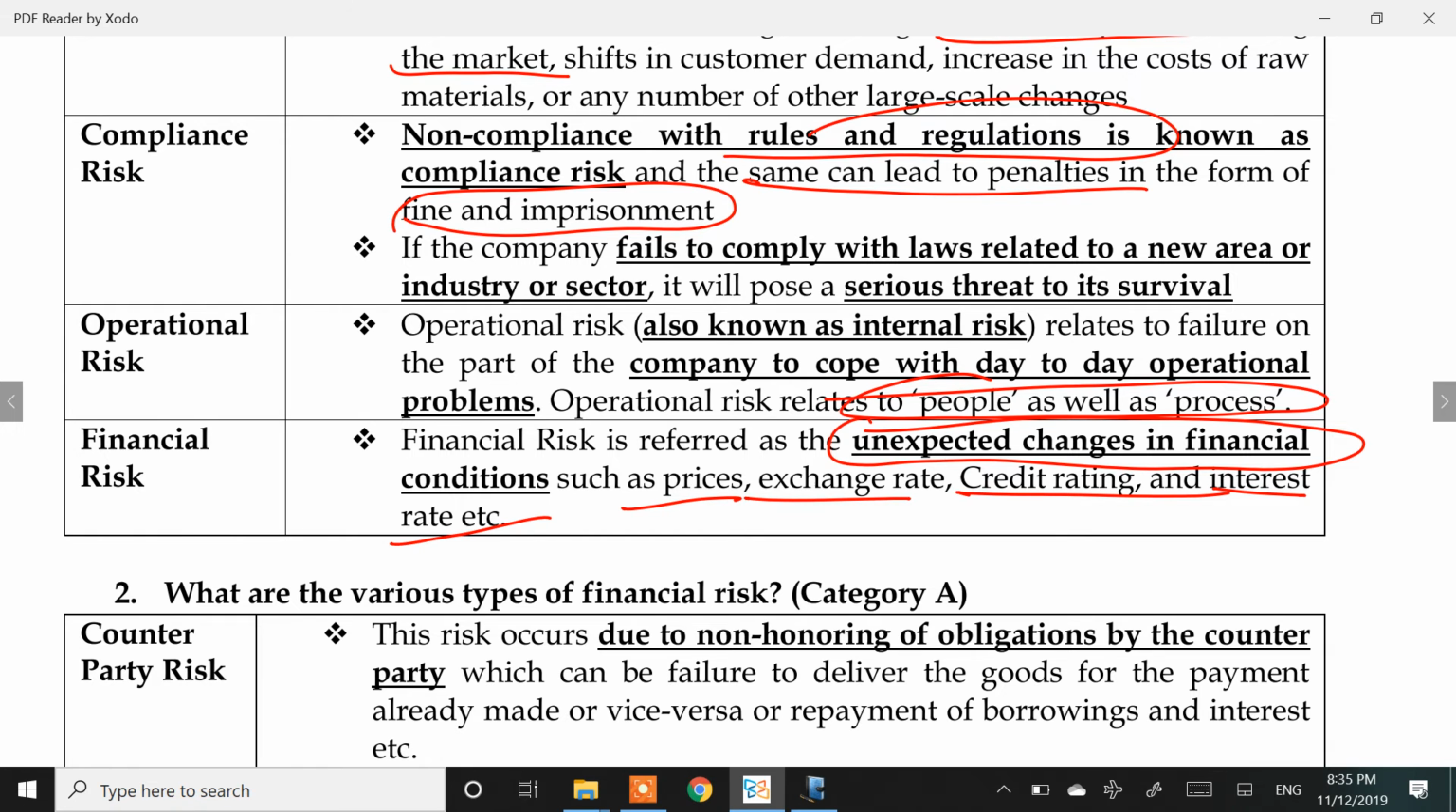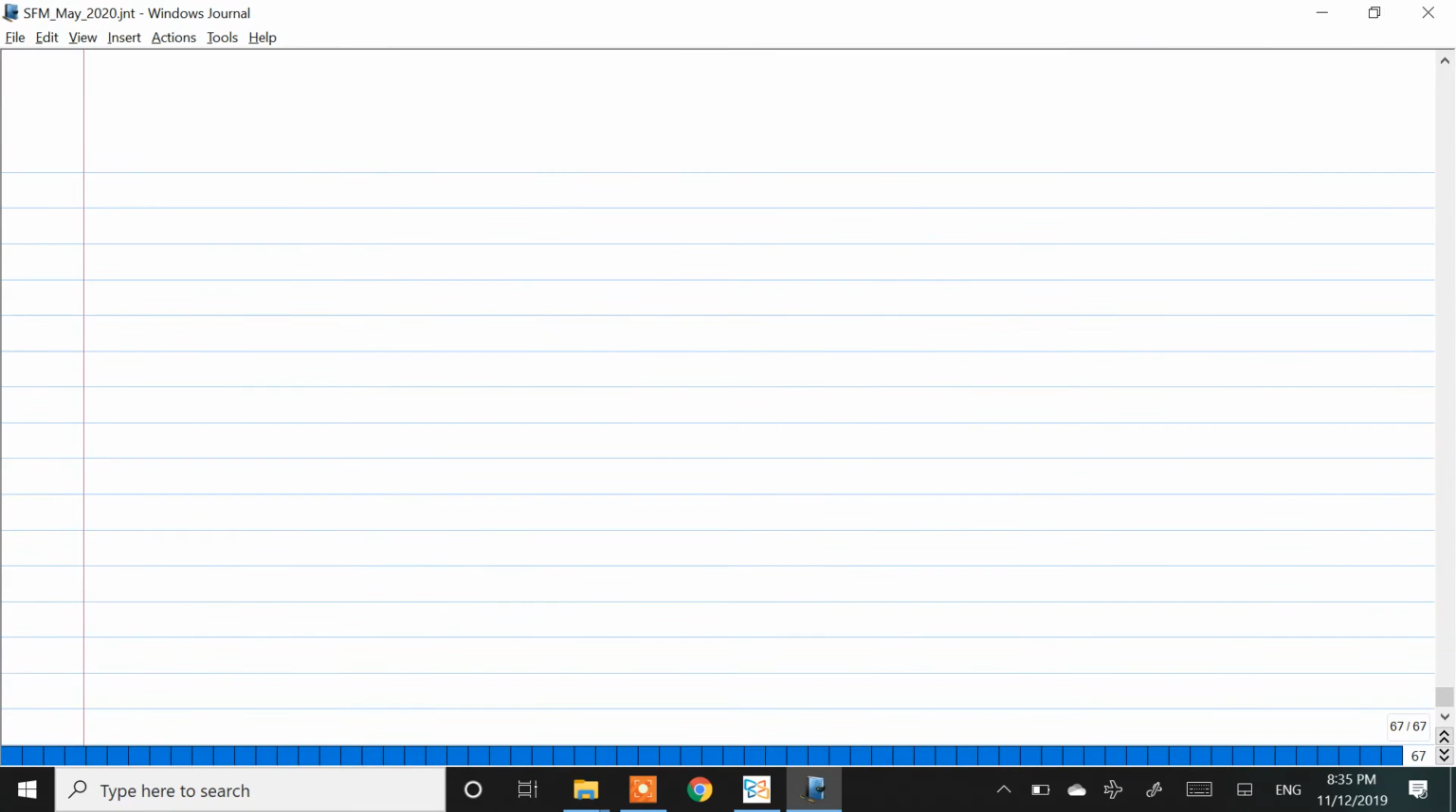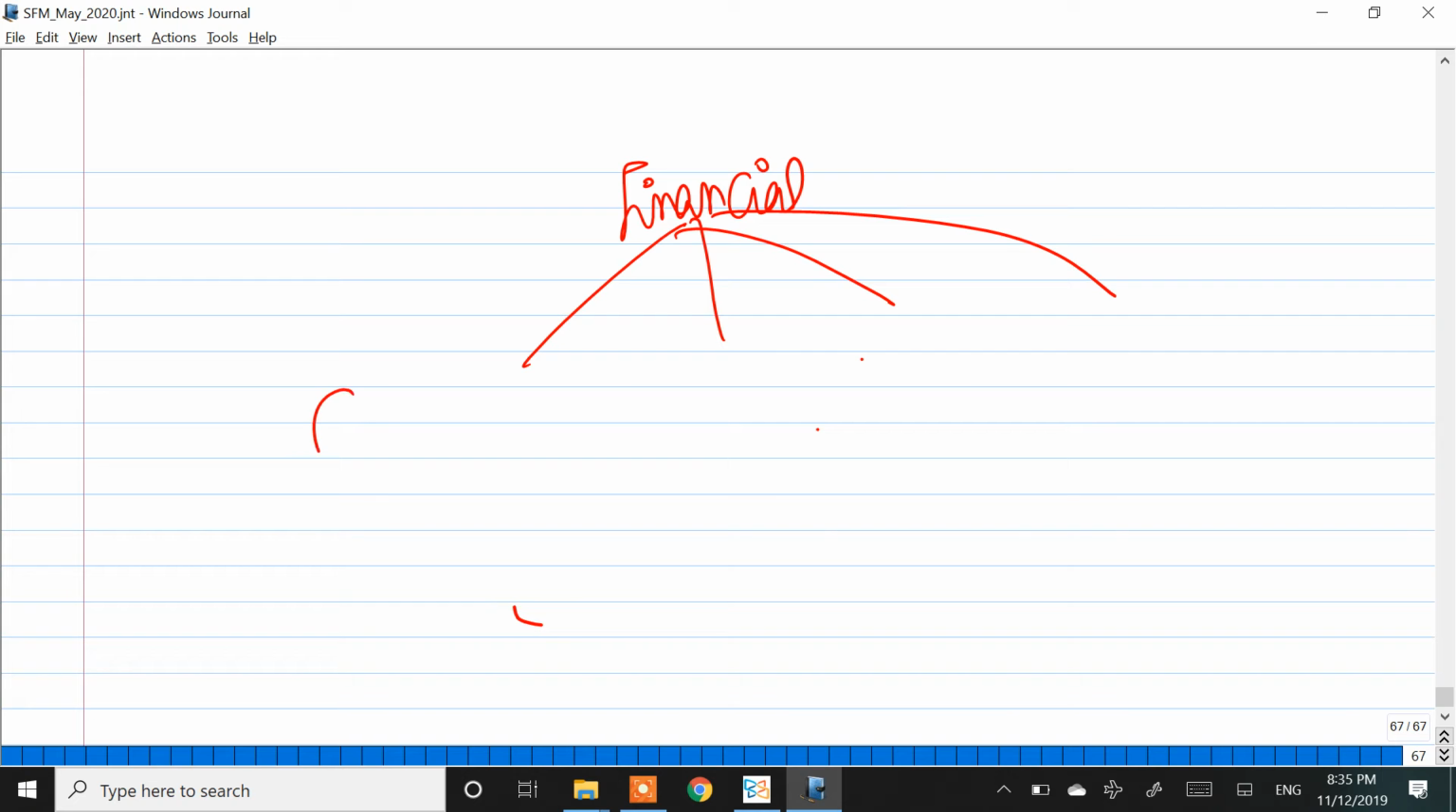Now we are going to focus extensively on financial risk. So we first saw different risks. Now our focus shifts to financial risk. What are the different types of financial risk? There can be multiple types, but what we focus on is counterparty risk. This is one thing I'll focus on. I'll also focus on interest rate risk.